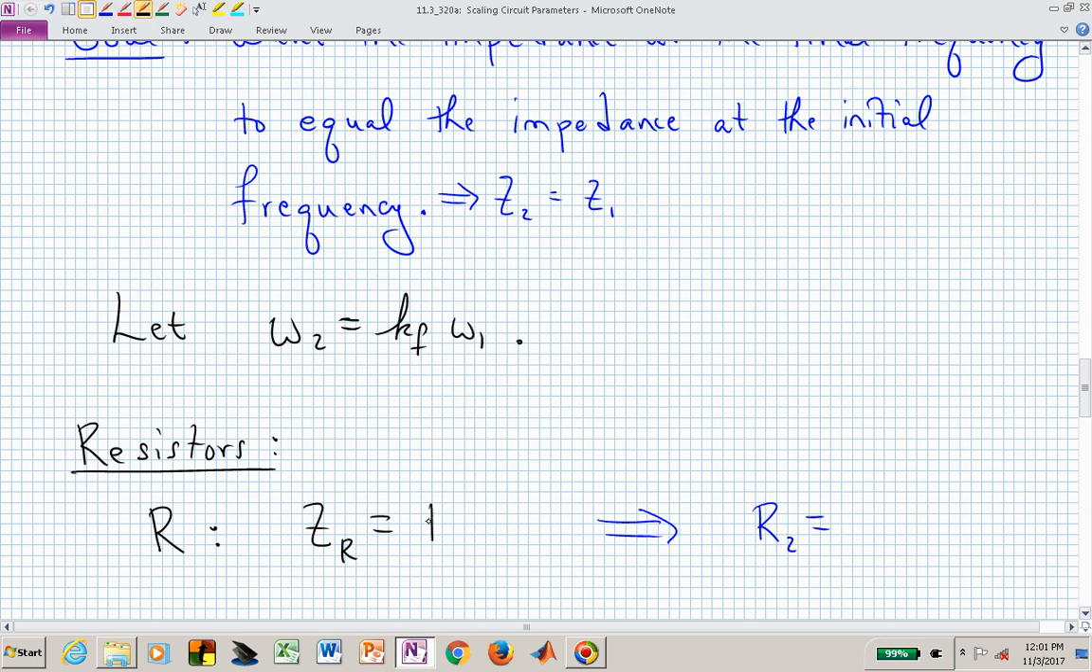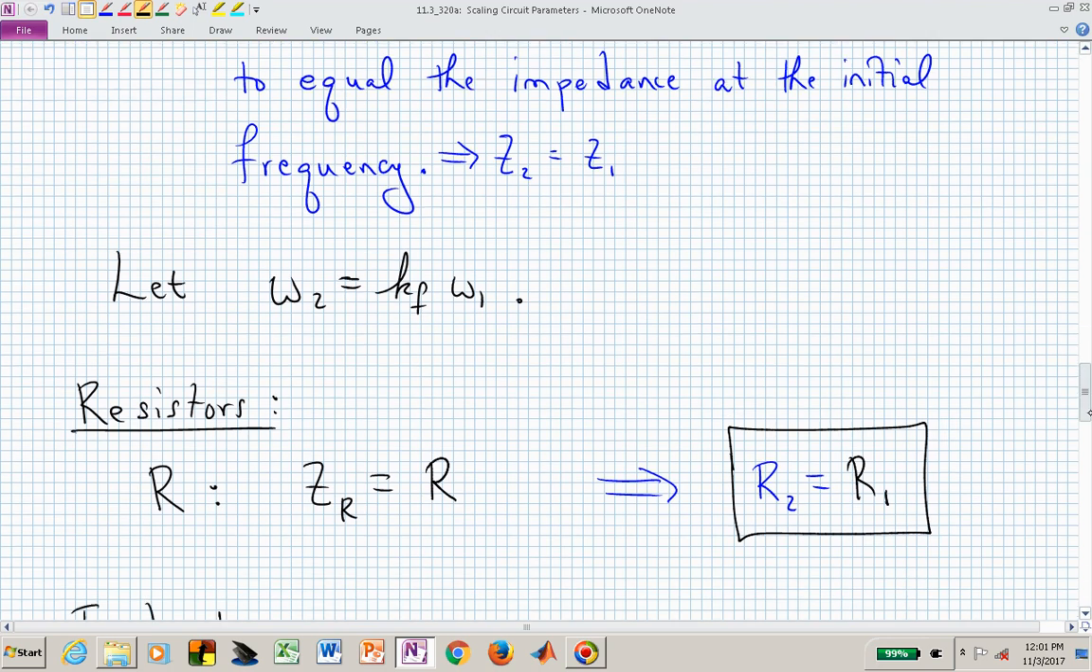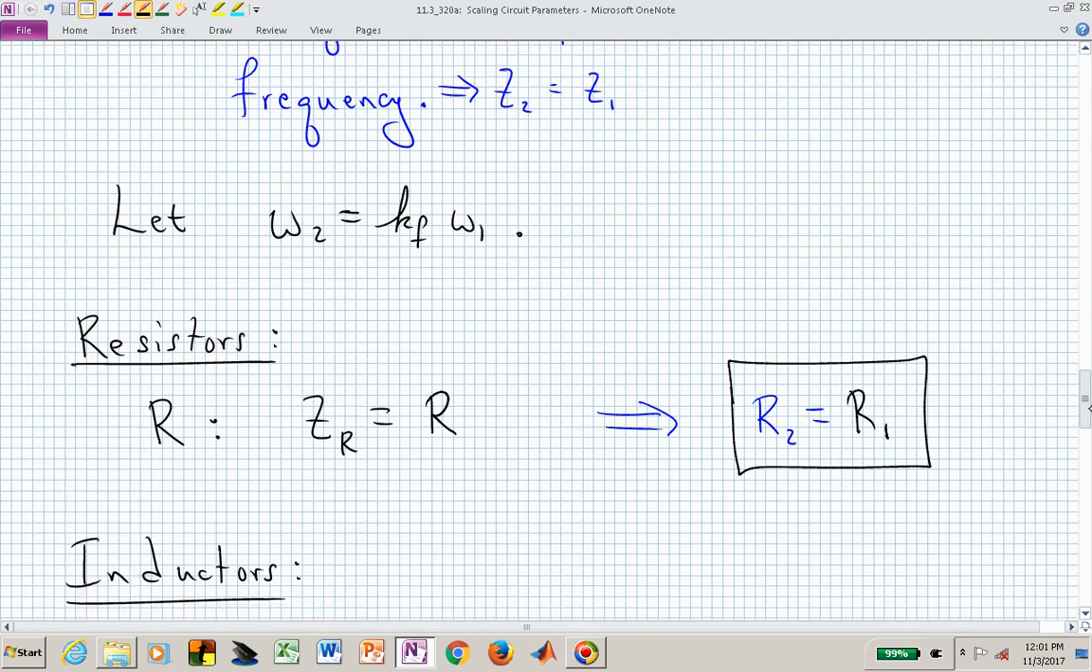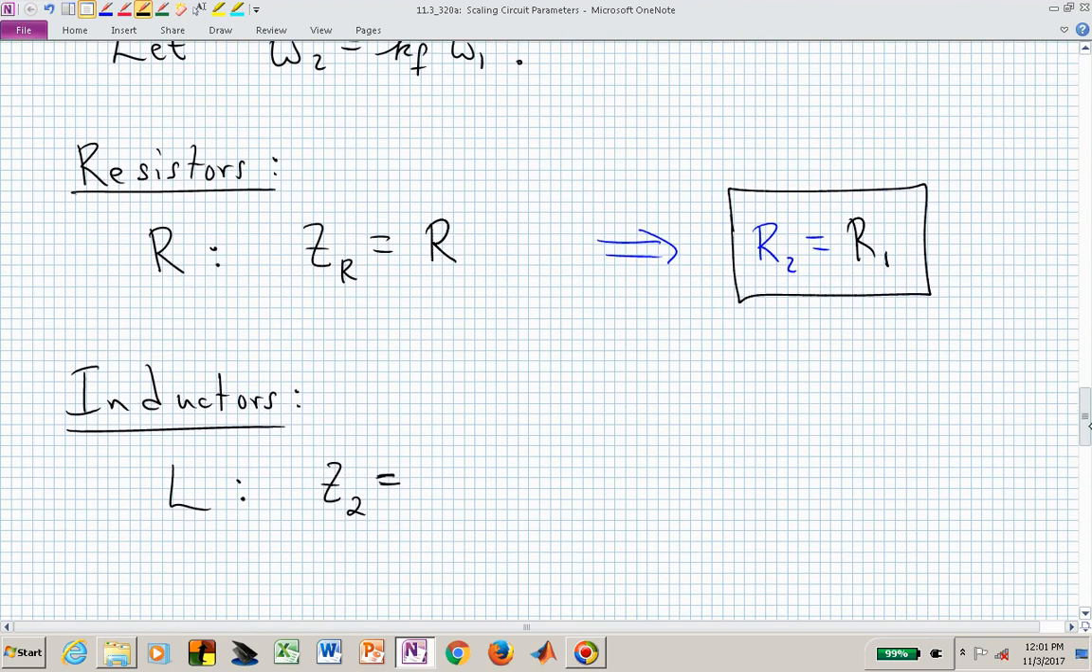And that you should be very comfortable with. The impedance of a resistor is just the resistor. And now we want Z sub 2 to equal Z sub 1. Well, if the Z's are just R, we can see that R sub 2, in fact, is equal to R sub 1 when we frequency scale. The resistors are not a function of frequency, so they don't change if we're doing some kind of frequency scaling. In our circuit, we would just leave those resistors alone, unless we did a magnitude scaling.